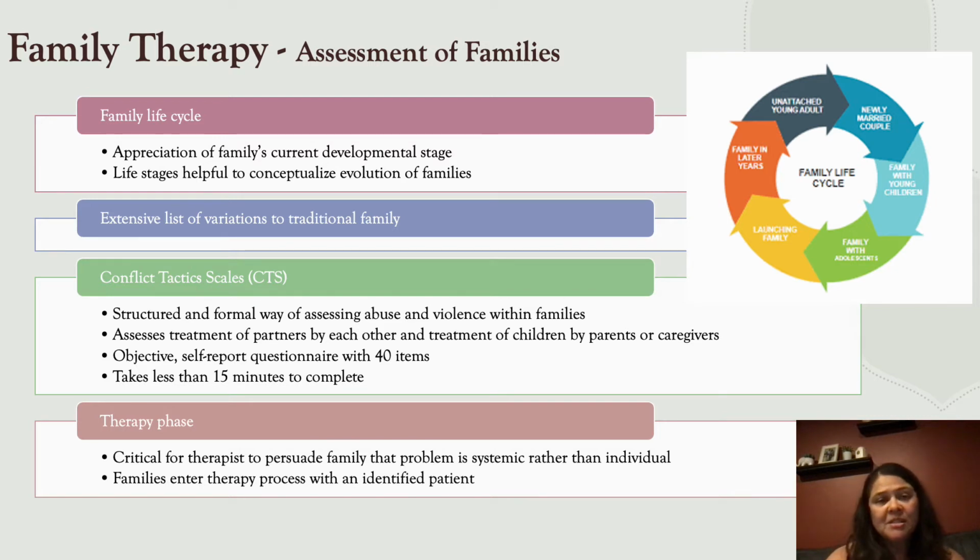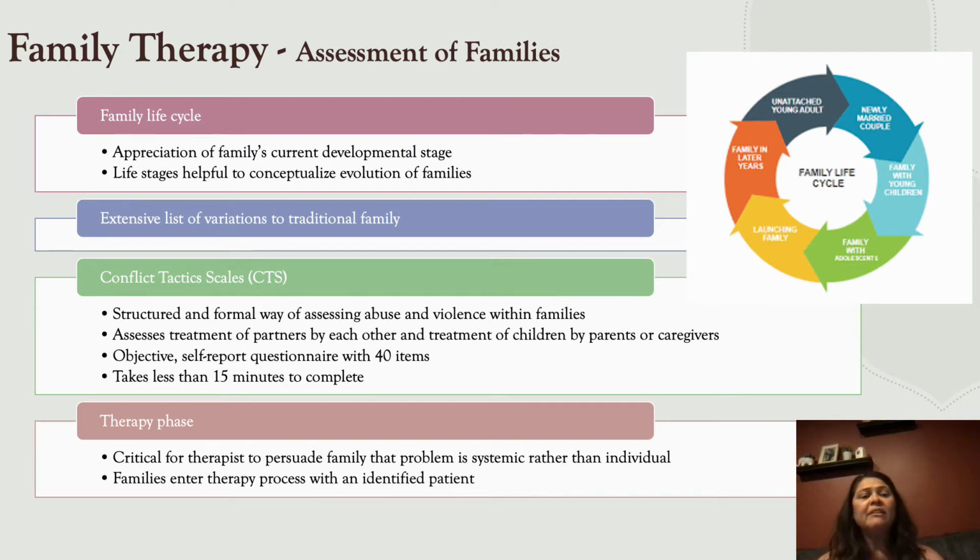And so sometimes the CTS, the Conflict Tactics Scale, can be very helpful. It's a structured and formal way of assessing abuse and violence within families. It assesses the treatment of partners by each other. How are people treating each other, partner to partner? How are children and parents or caregivers treating each other as well? It's 40 questions, takes about 15 minutes to complete, and it's a great snapshot for trying to understand the dynamics within a family.